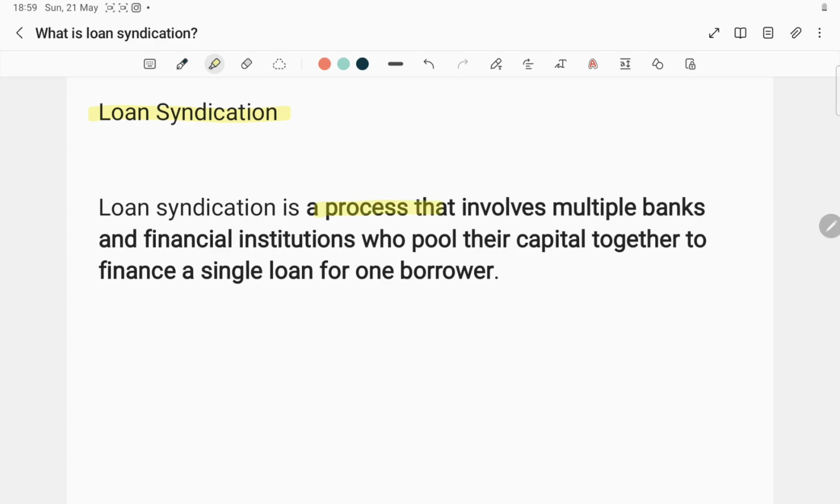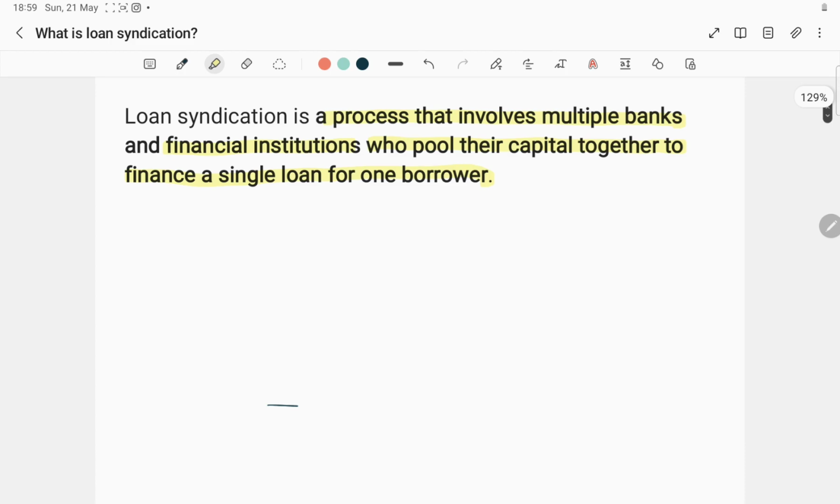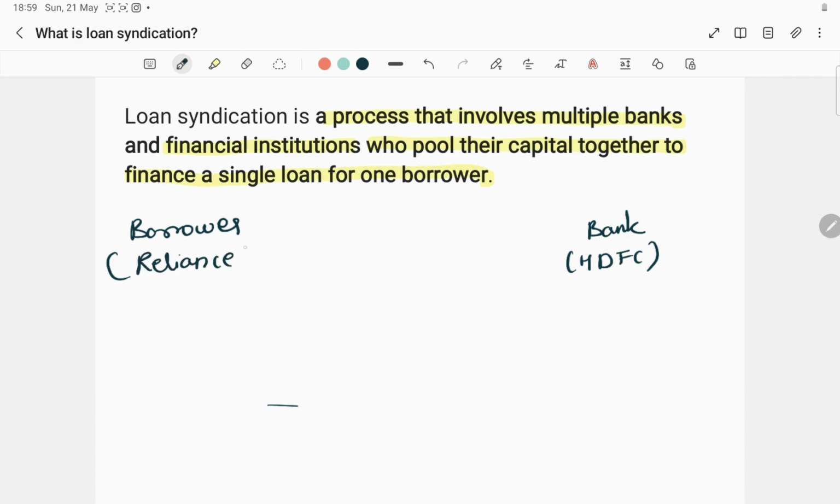It is a process that involves multiple banks and financial institutions who pool their capital together to finance a single loan for one borrower. Let's just try to understand this in a simpler way with an example. For example, there is a bank. Let's name it HDFC Bank, okay? And there is a borrower who wants a loan. Let's say it is Reliance Industries.